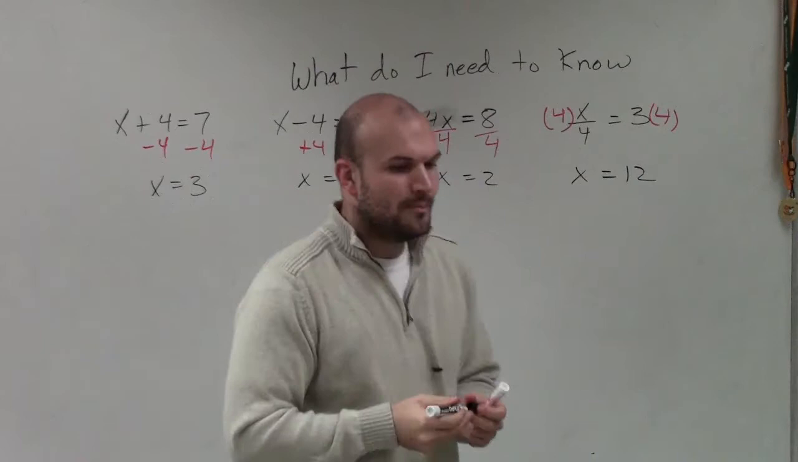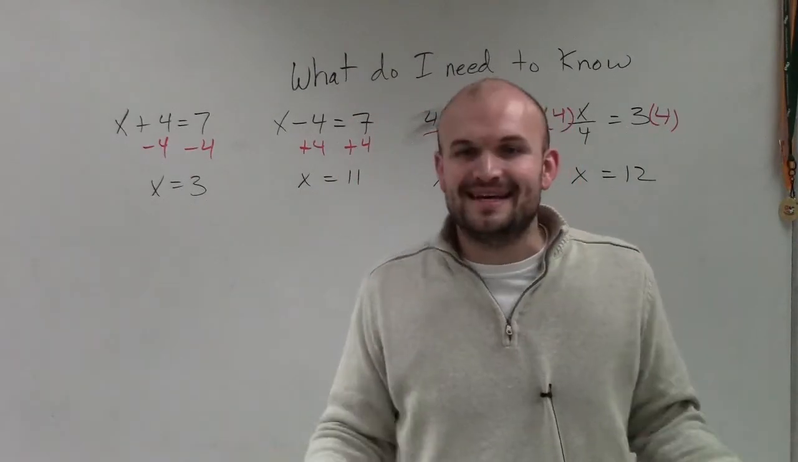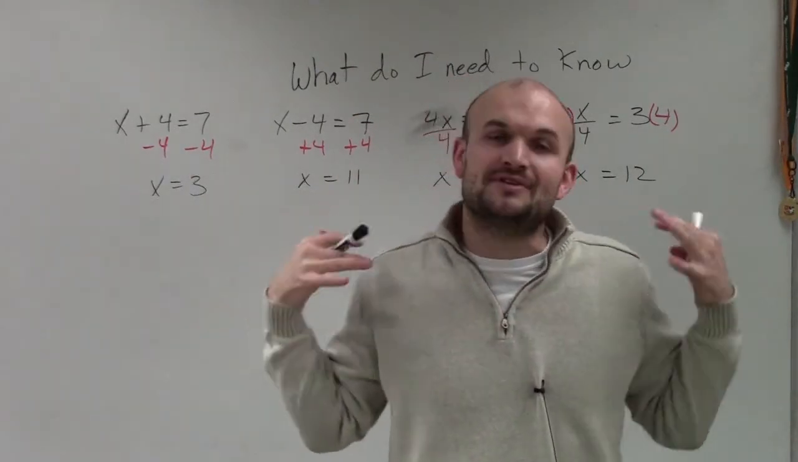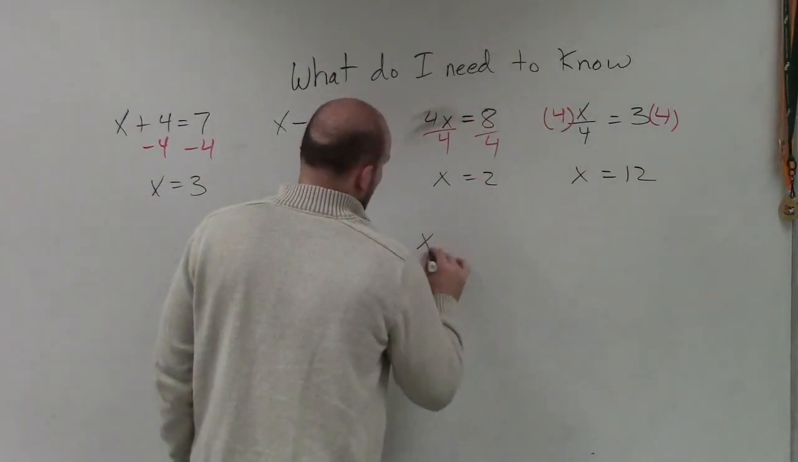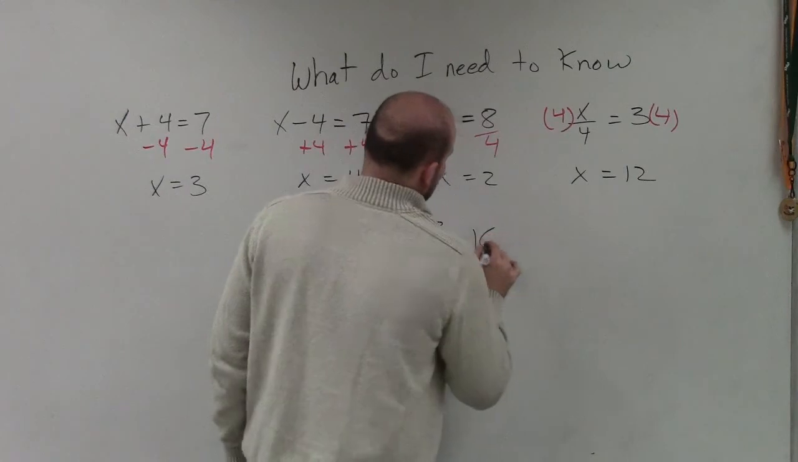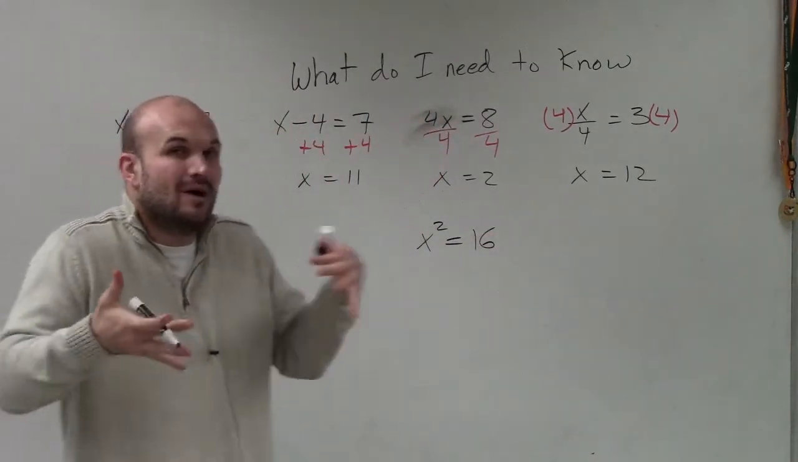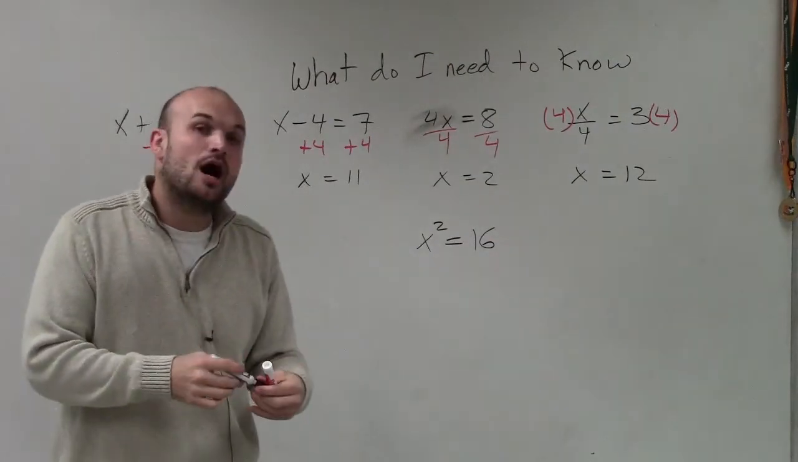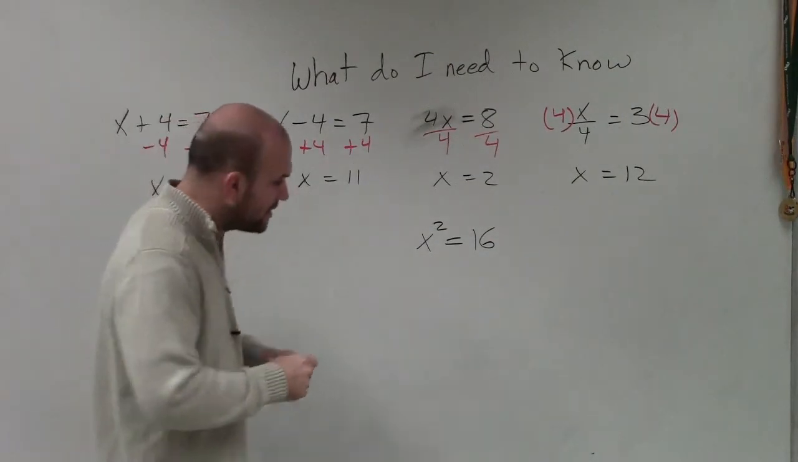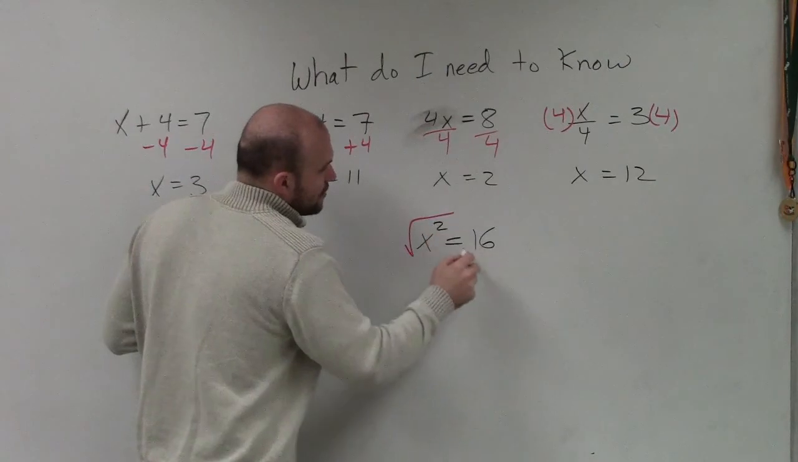All right? So the square root method really is the same thing, applying those inverse operations, but now looking at an inverse operation for x squared equals 16. So now we look at this and we say, what is happening to the variable? Well, the variable is being squared. So how do we undo the variable being squared? What we do is we take the square root.